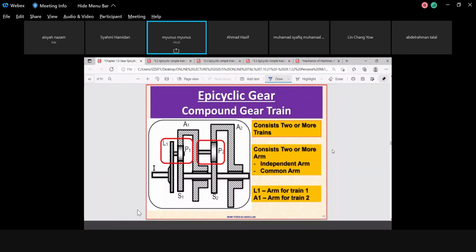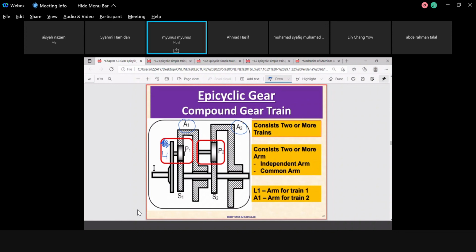The simple one is basically the basic one. So this is the compound. Compound means you have one train, two trains; three trains, four trains, more than two trains, you have compound. The gear arrangement is exactly as what you have here. For example, look at it very carefully. This one is A1, A2, this one L1. Basically, they don't provide you this one. You know this I is connected to P1, it becomes L1. There must be another L.